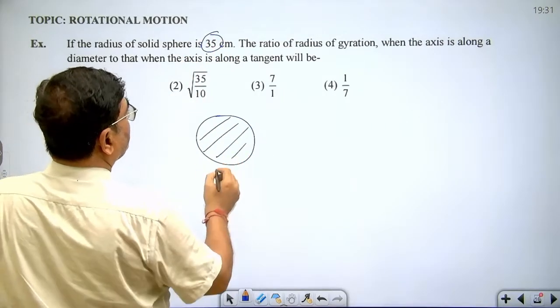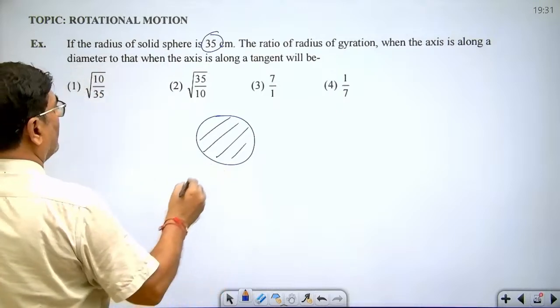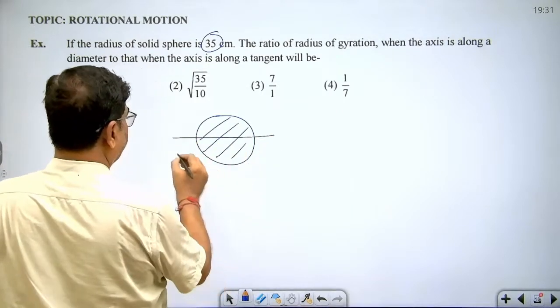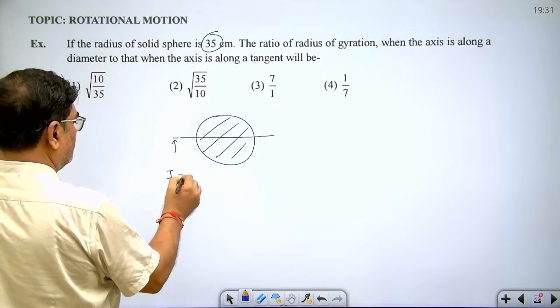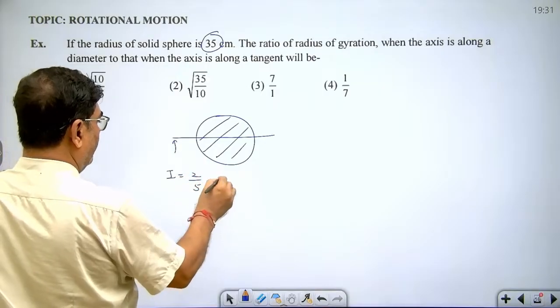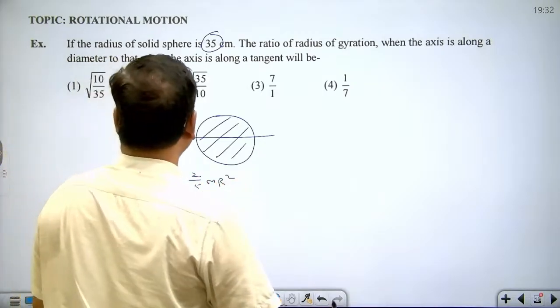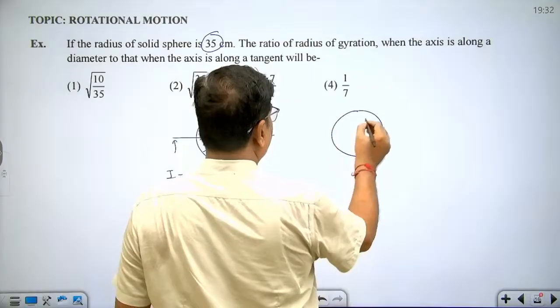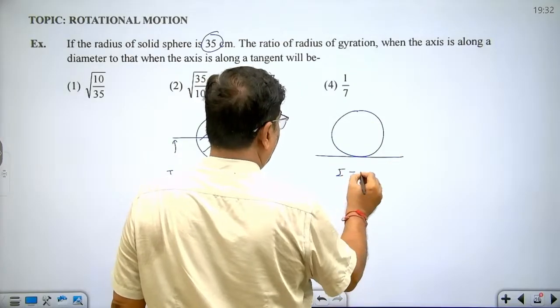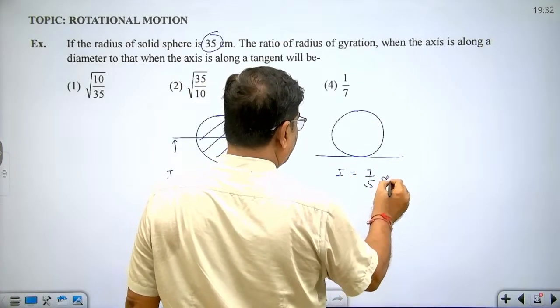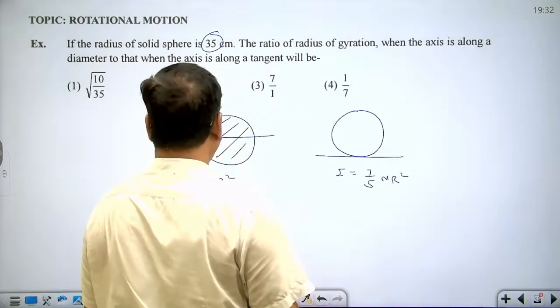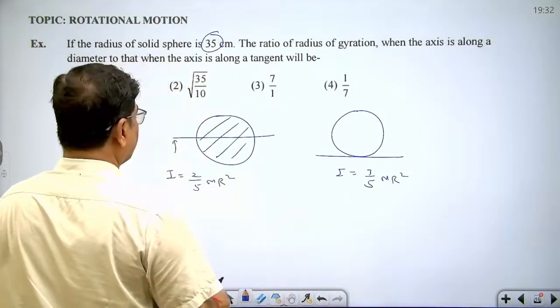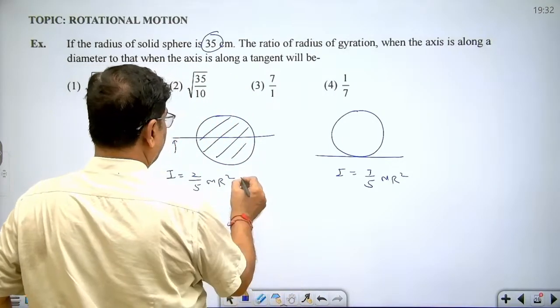The moment of inertia about the diameter axis is what? 2 upon 5 mr square. And the moment of inertia about the tangent axis for a solid sphere is what? This is 2 upon 5 mr square plus mr square. This is 7 upon 5 mr square. And radius of gyration is what? mk square. Okay.